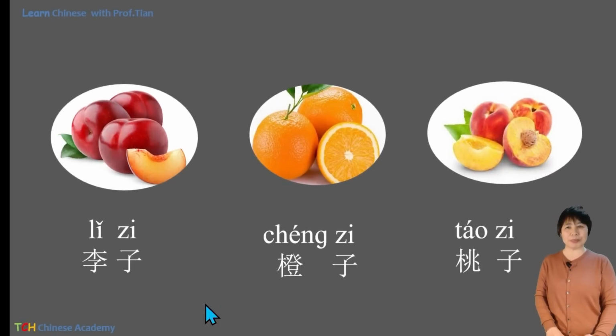And this group, the plum is 李子. And orange, 橙子. And peach, 桃子. So this time they all end with 子. Actually, 子 doesn't mean anything. It's just like a word ending, or suffix. You will find a lot of Chinese words end with a 子. So you can check out my other videos to find the use of 子. Anyway, it's not stressed. 李子, 橙子, 桃子.